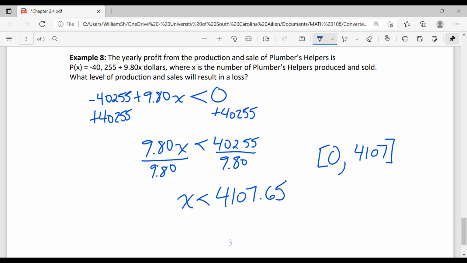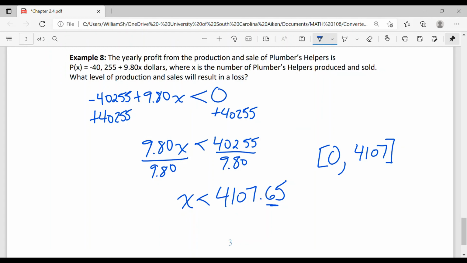And the reason I'm putting a bracket on that 4,107 is because if he sells 4,107, he's shown a loss because it's slightly greater than 4,107 where he shows it equal to. At 4,108, he technically makes a small profit. So he's got to sell a lot of these things, guys, in order just to show a profit. And that happens a lot more than you think.